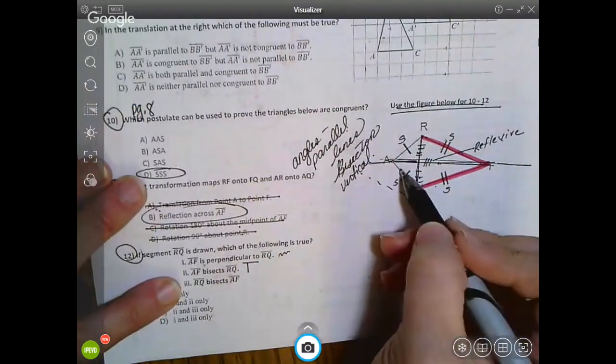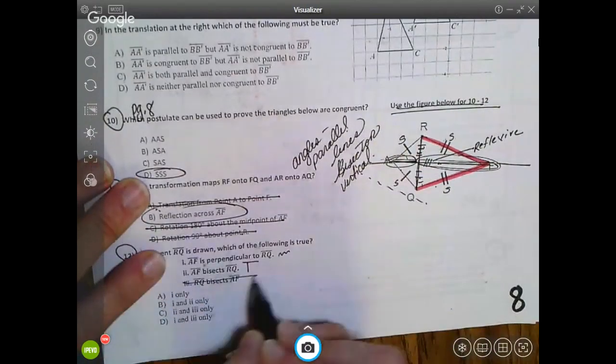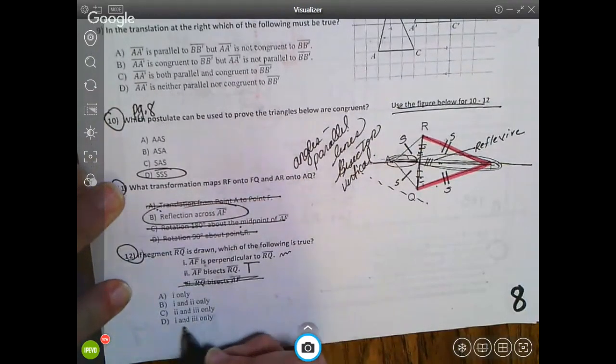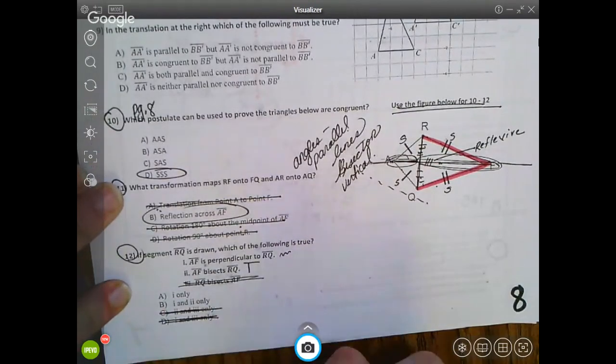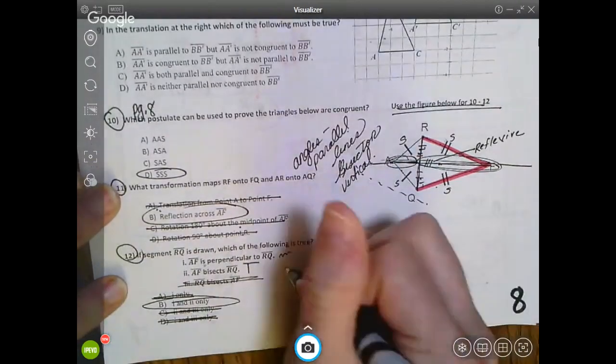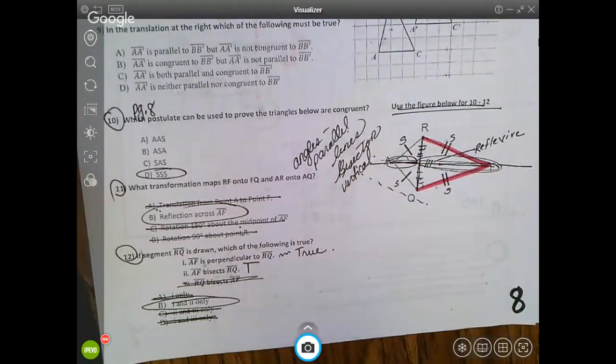RQ bisects AF. Well, looking at the picture, this piece here is not the same size as this. So we know it can't be this one. So we know 2 is definitely true, and we know 3 is definitely not true. So it can't be D because we know 3 is not true. It can't be C because we know 3 is false. And it can't be A because we know 2 is true. So now we could use process of elimination to know that this was also true. If you didn't know, that's fine, but that's how you can use test taking strategies to process of elimination.